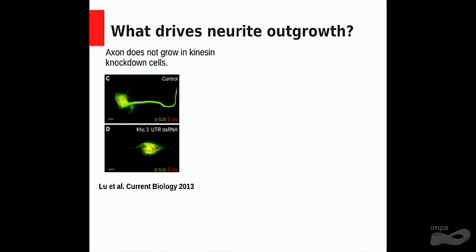An experiment people did is this one here. So here we see an axon, and then using genetic tools, kinesin, this central molecular motor protein, was inhibited. And in the absence of kinesin motors, no axons grow. So apparently those kinesin motors are the driving force behind growth of axons.